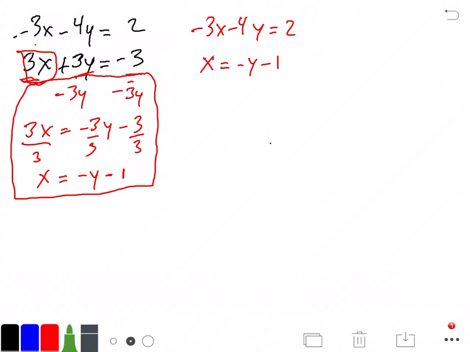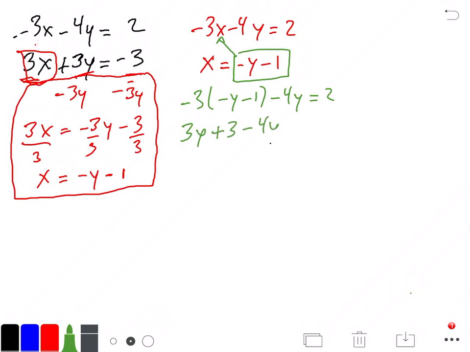Since I solved the bottom equation, I'm going to take that value for x, I'm going to plug it into the top. I'm going to be careful because there's a -3 in front of there. So that is something that I'm going to have to distribute in to effectively answer this question. -3 times -y is 3y. -3 times -1 is +3. I carry the other stuff down.